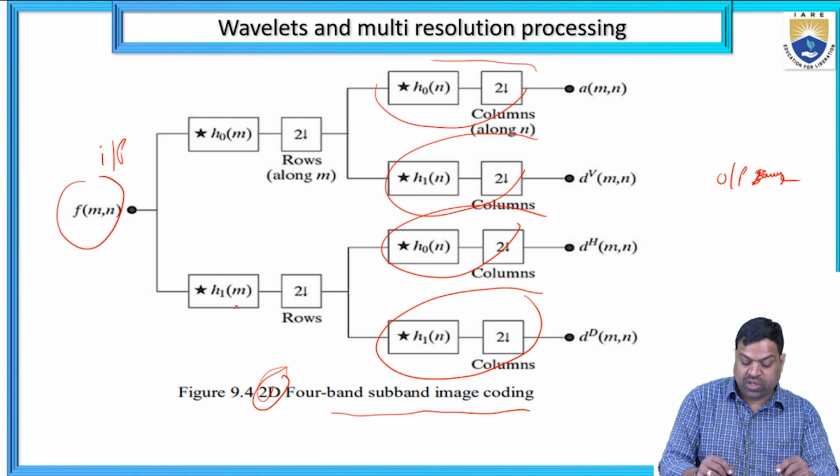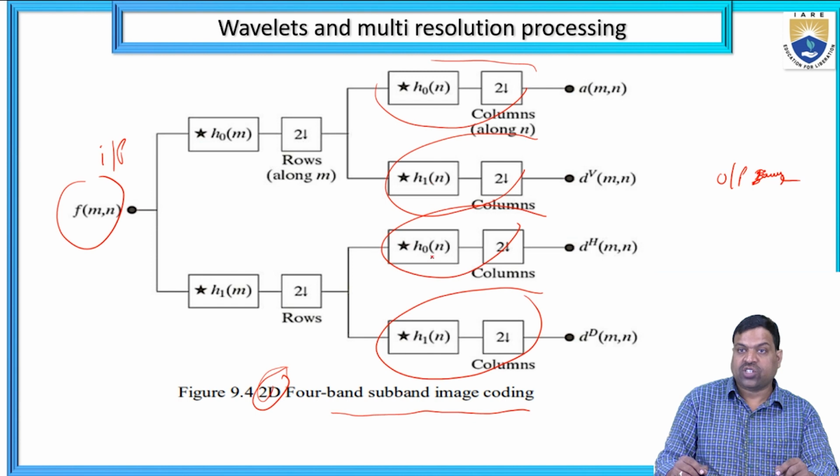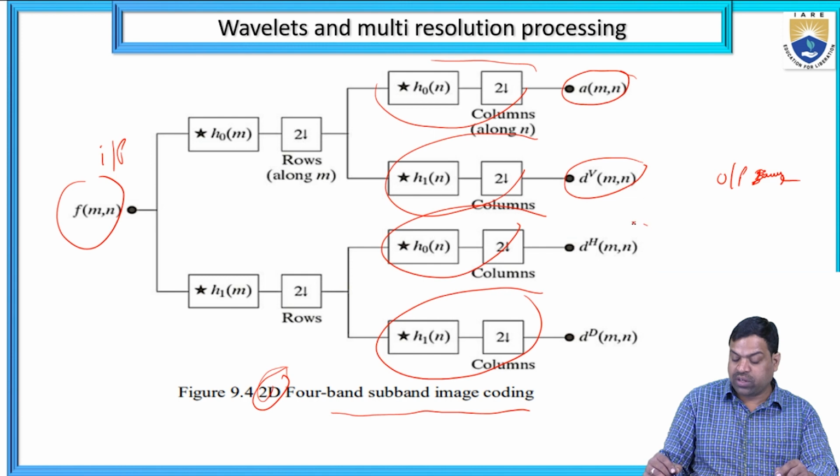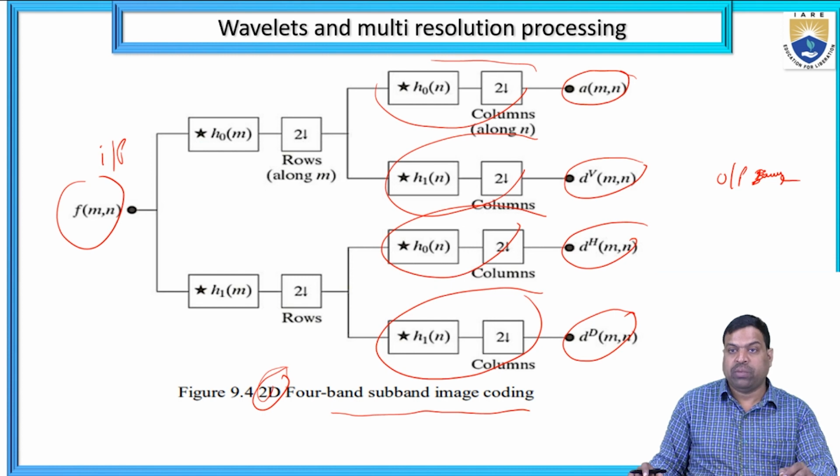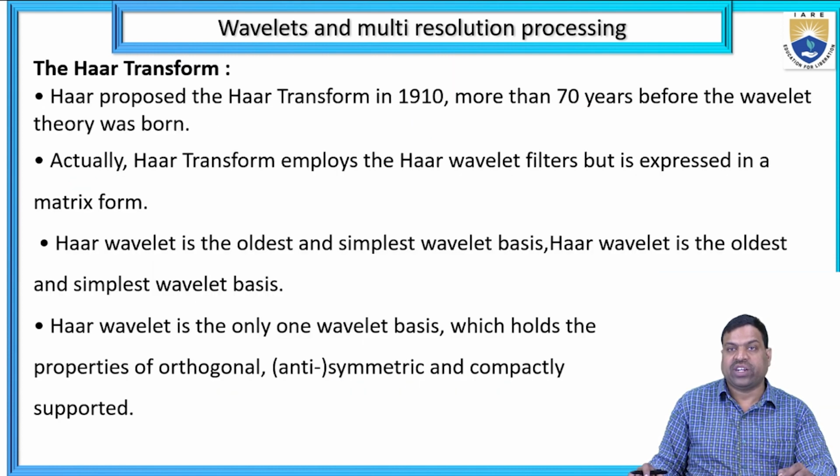So h0 of m, h1 of m are the rows, along with m. h0 of n, h1 of n, h0 of n, h1 of n are the columns, along with n. Here the outputs are a of m comma n, d of m comma n, dh of m comma n, and dd of m comma n. So it is the 2D 4-band subband image coding system. It is there in the subband wavelet transform.